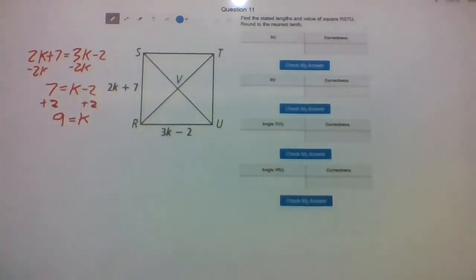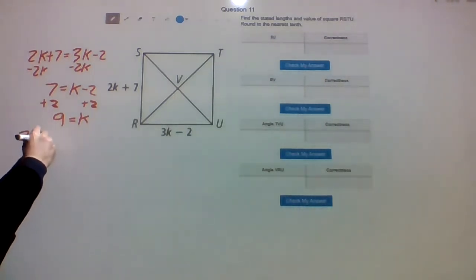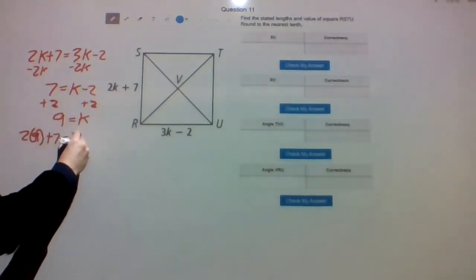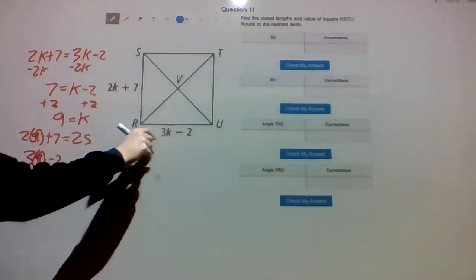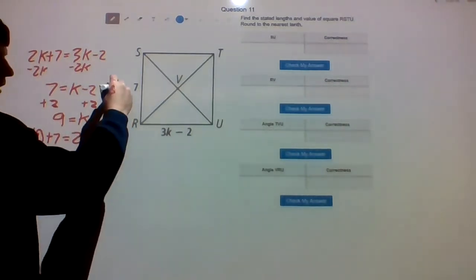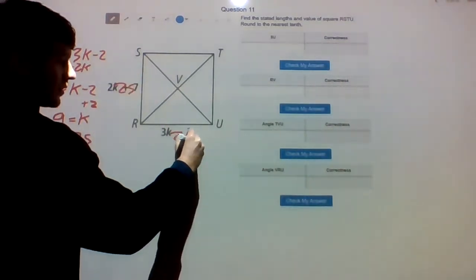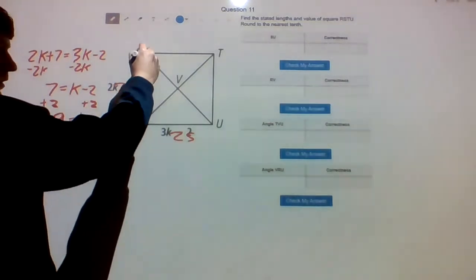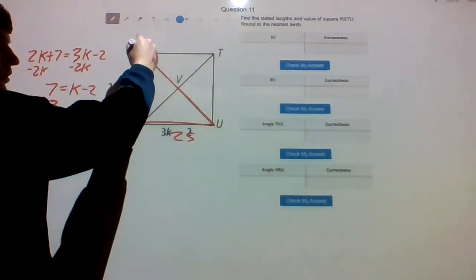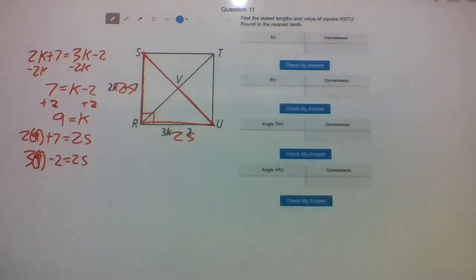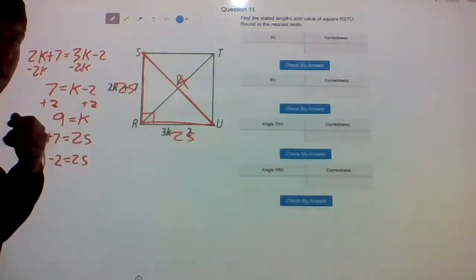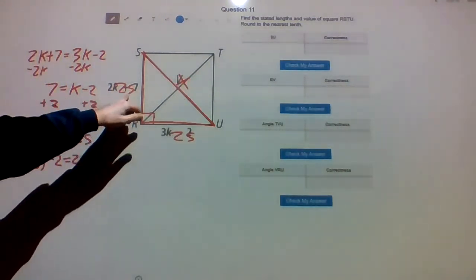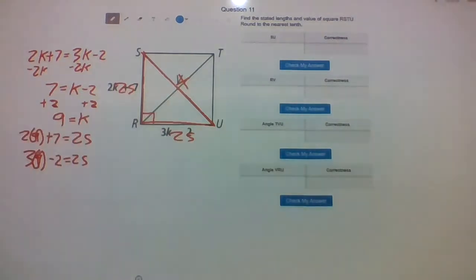If we substitute that in, that's 2 times 9 plus 7, which is 18 plus 7 is 25. 3 times 9 is 27 minus 2 is 25. So we have 25 and 25. We're looking for SU, so that's the diagonal. We have a right triangle, so we can definitely use the Pythagorean theorem here. We'll put an x there. So 25 squared plus 25 squared equals x squared. Leg squared plus leg squared equals hypotenuse squared.